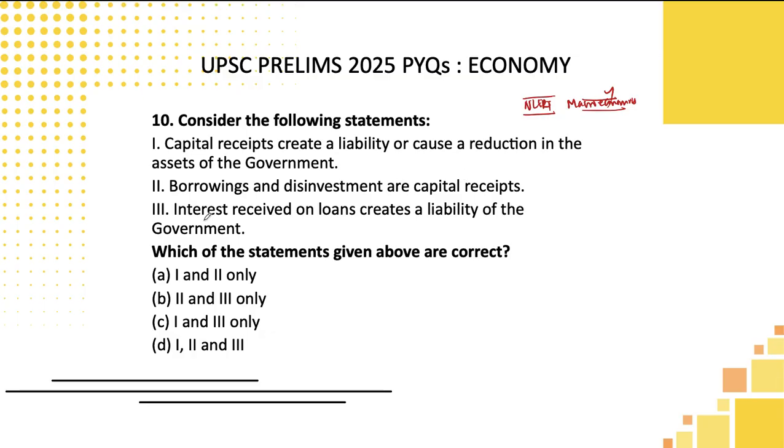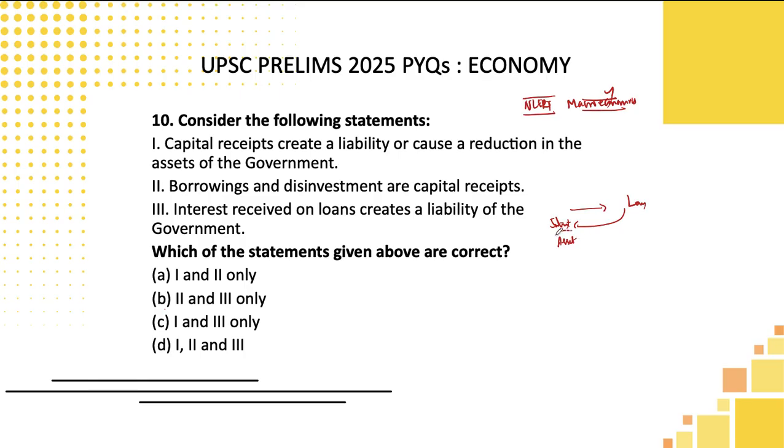If you are not aware about that, let's move to the third statement, students. Interest received on loans create liability of the government. Friends, if you are giving a loan to someone, then only you can receive back interest. And if you are receiving interest, it will be an asset for you.